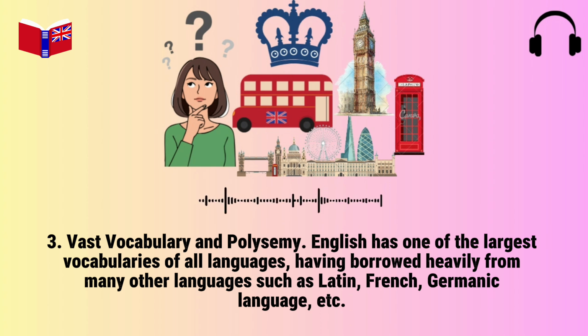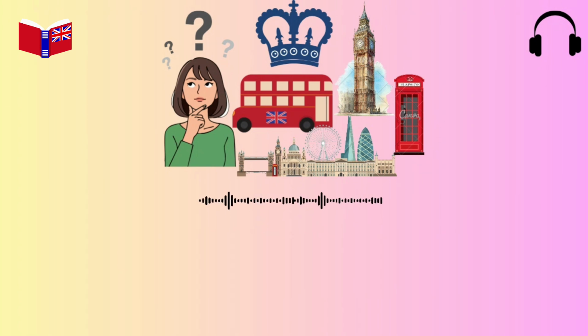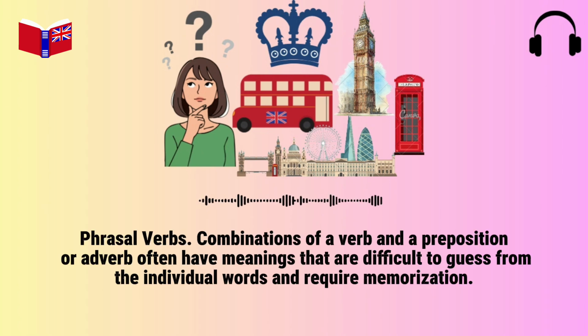English has one of the largest vocabularies of all languages, having borrowed heavily from many other languages such as Latin, French, Germanic languages, etc. Words with multiple meanings: many common words have multiple, seemingly unrelated meanings depending on the context. Phrasal verbs: combinations of a verb and a preposition or adverb often have meanings that are difficult to guess from the individual words and require memorization.